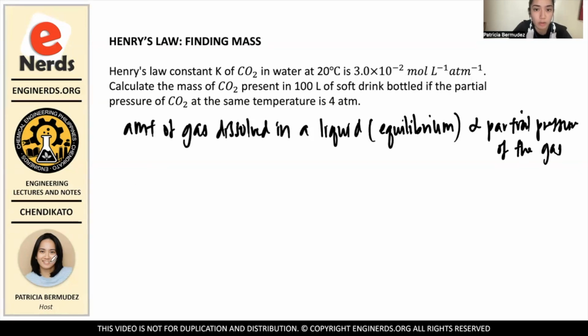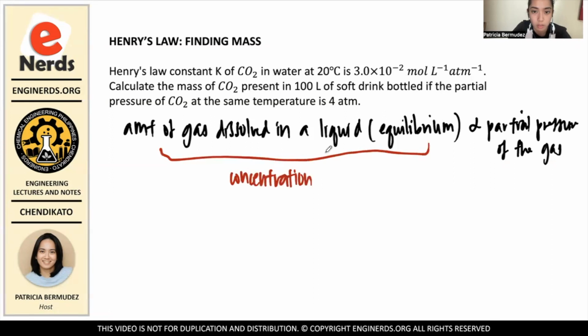Okay? So yung amount of gas dissolved in a liquid, it is actually the concentration of the gas. That is concentration. And then this one is partial pressure. So that can be indicated by P, and this one can be indicated by C, and C and P are directly proportional to each other. So C is directly proportional to P. And then there is a Henry's law constant, which is KH. This is Henry's law.